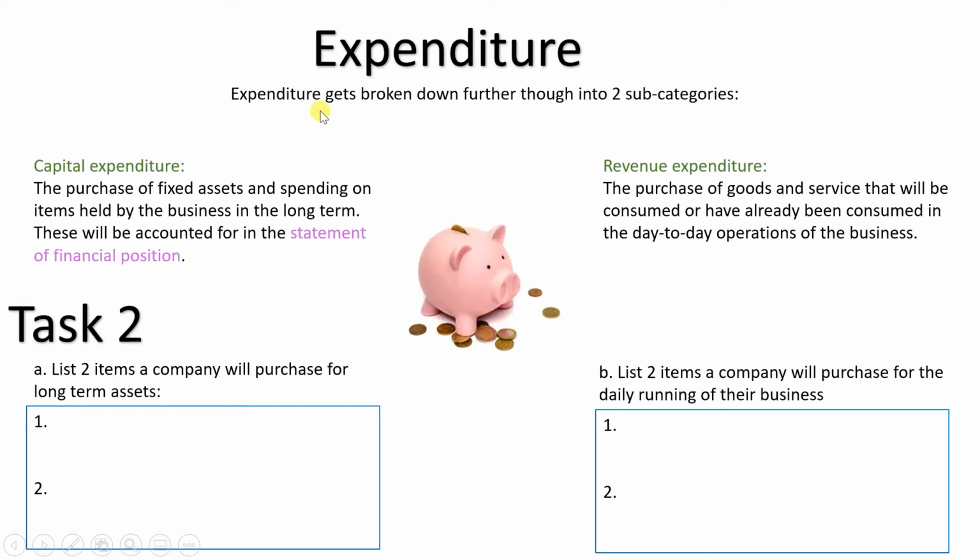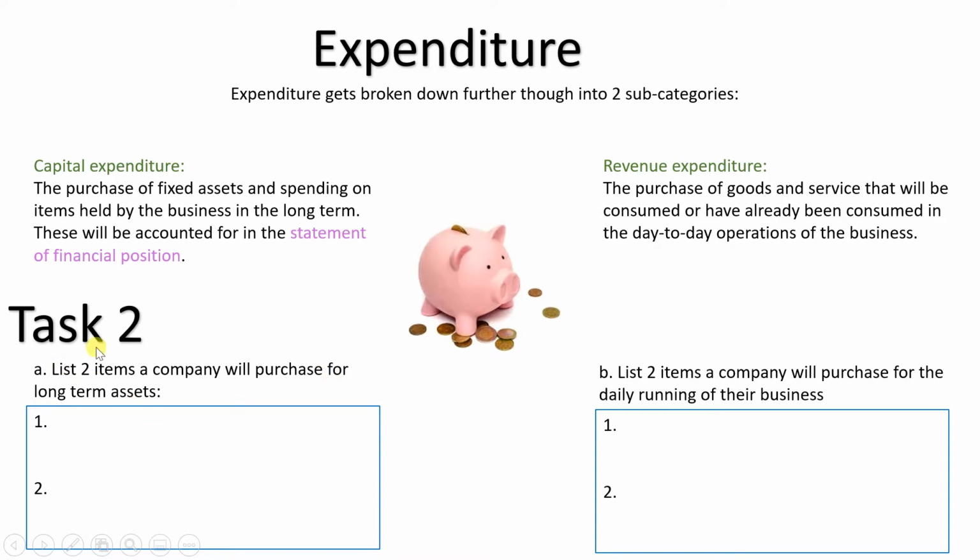Expenditure. This gets broken down into 2 further subcategories. Capital expenditure, the purchase of fixed assets and spending on items held by the business in the long term. These will be accounted for in the statement of financial position. And revenue expenditure, the purchase of goods and service that will be consumed or have already been consumed in the day-to-day operations of the business.